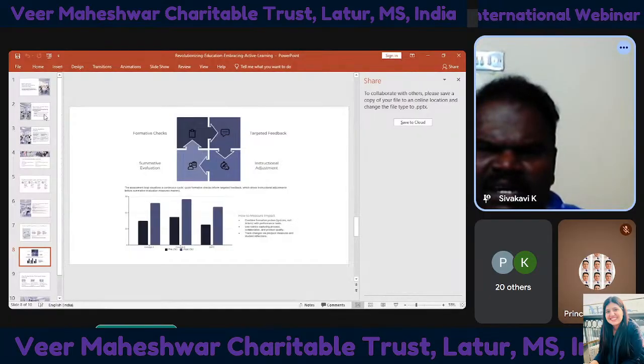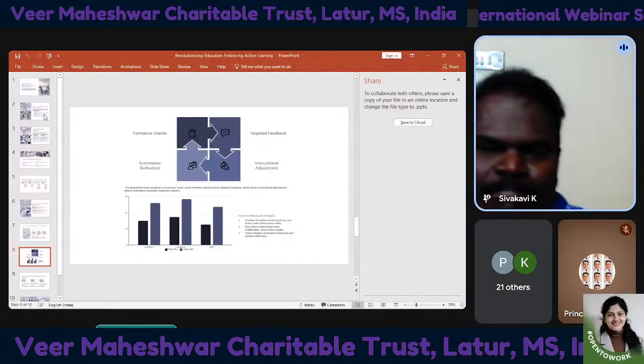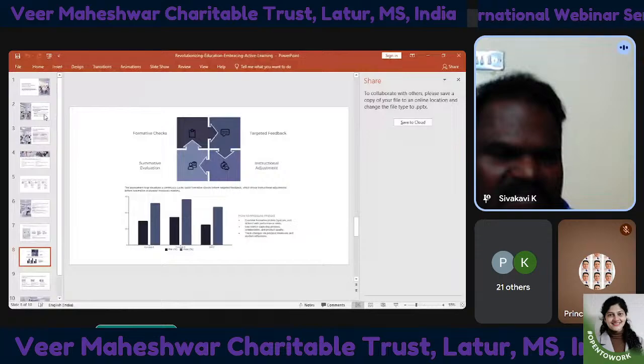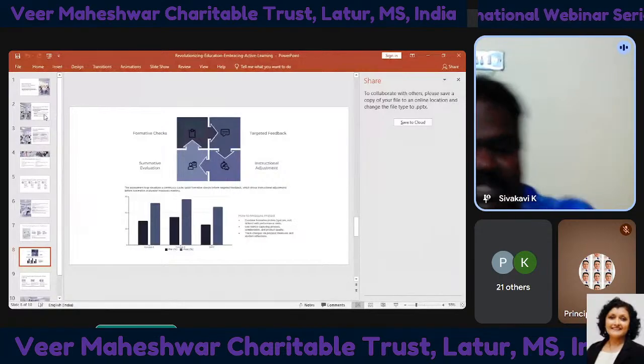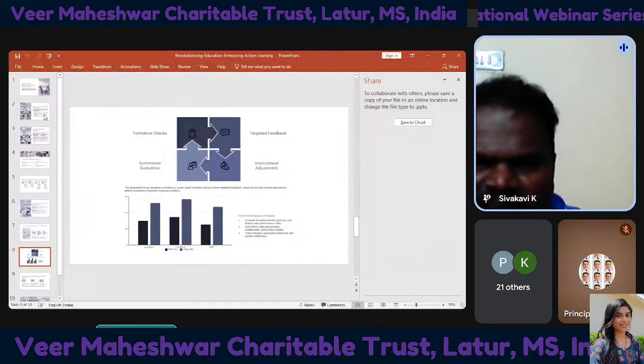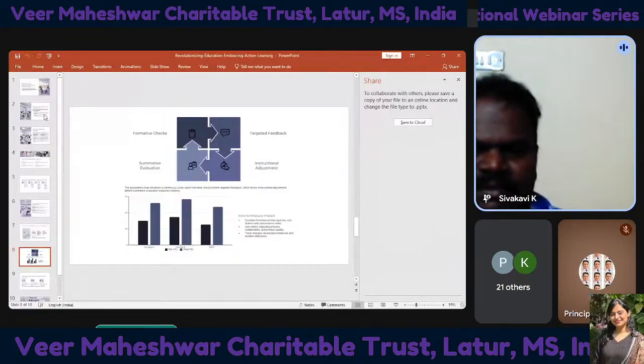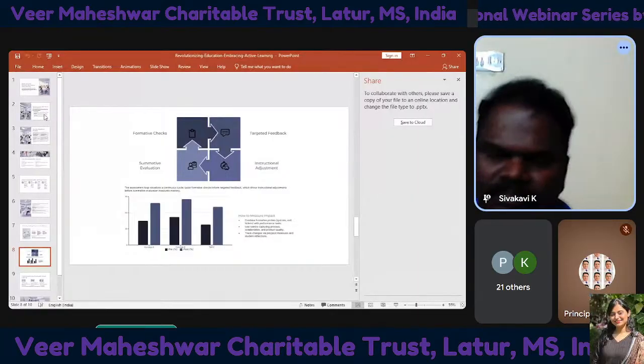Formative checks, targeted feedback, then summative, as we discussed, summative evaluation. See, formative comes, then summative, and instructional adjustments can be done.